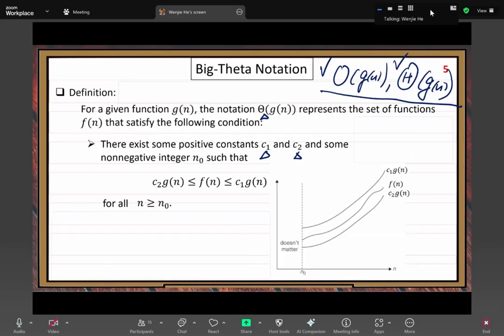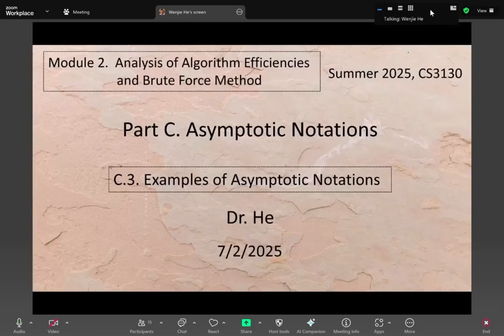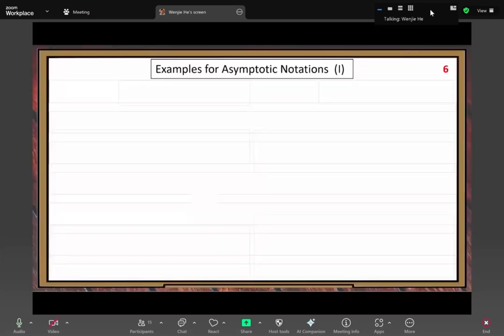Next, C.3, examples of asymptotic notations. In order to understand better, we need to work on some examples, from simple examples to relatively hard examples. So here I select several examples. The first example.